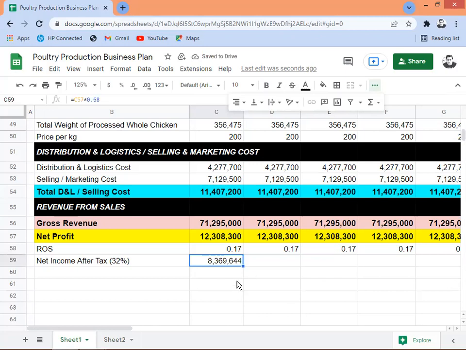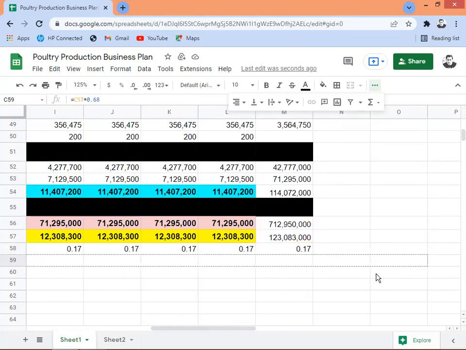That would be 8,369,000 still you're gonna earn from the business. Let's see how much is that. All right, so that would translate to 83,696,440 net earnings from the business. Not bad.